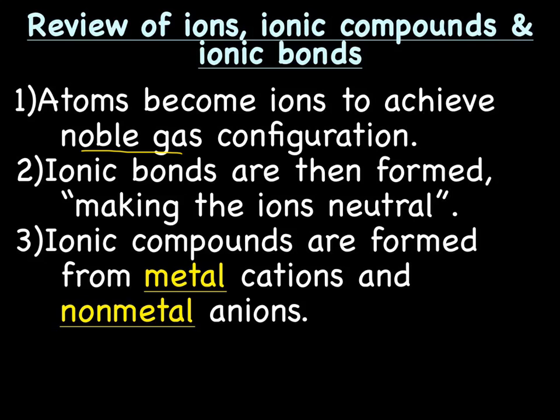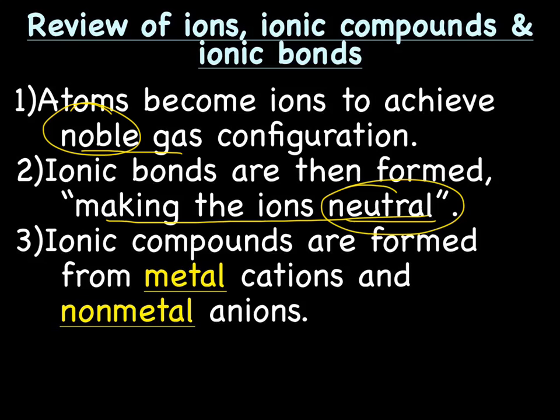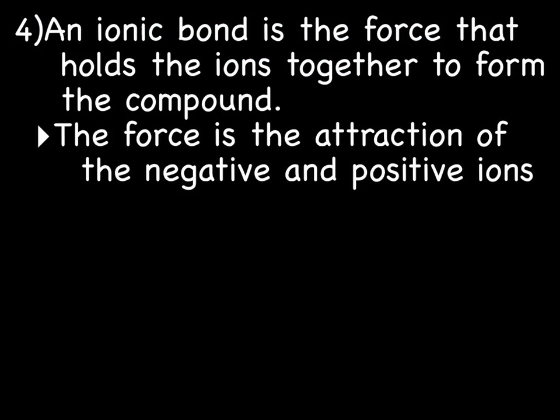They hook up with somebody of the opposite charge, making the ions neutral. Remember, they want to be noble and neutral. And ionic bonds are formed between metal cations and non-metal anions. Or there could be a polyatomic ion thrown in there, a polyatomic cation or a polyatomic anion. And the ionic bond is the force that holds ions together to form the compound. This magical force that holds them together is the attraction of the negative and positive ions. Pretty basic. I think you guys are pretty comfortable with ionic bonds.